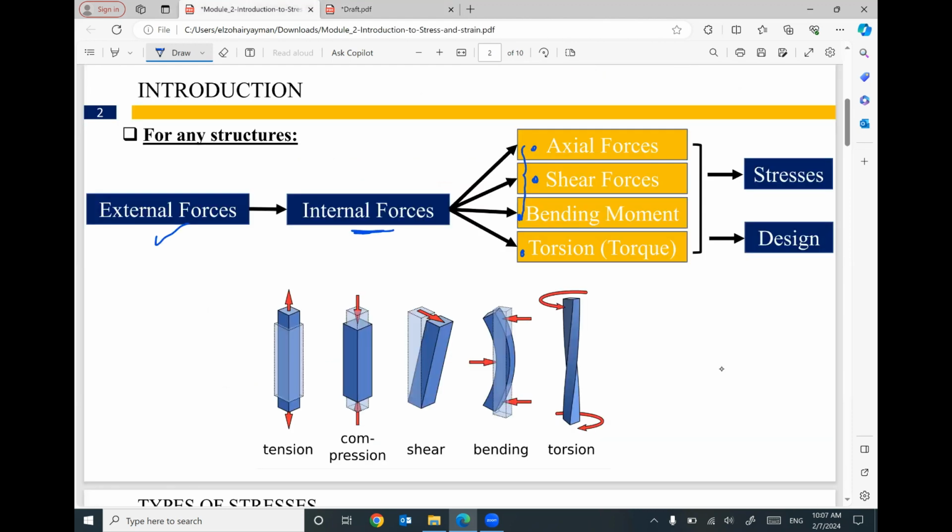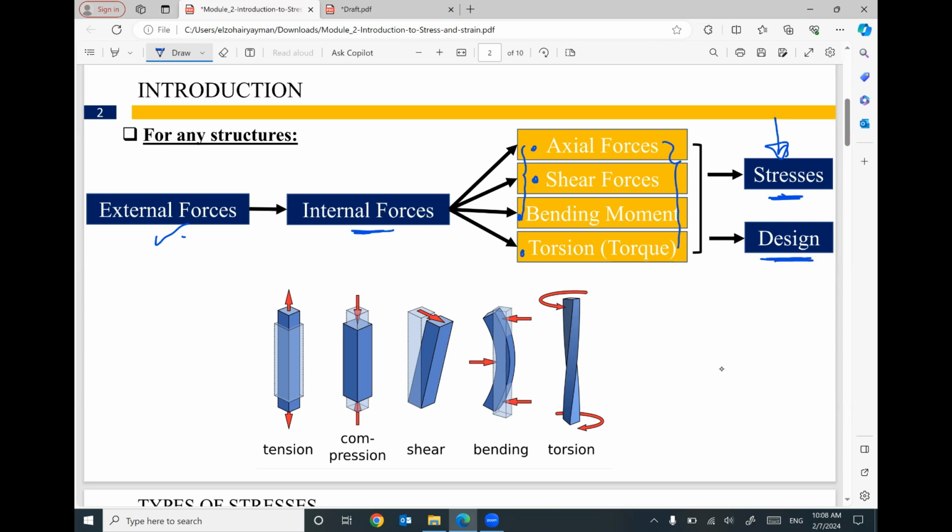These internal forces that we learned before will cause stresses. This is the topic in this course, Mechanics of Materials. We will convert the internal forces, which are coming from the external forces, to stresses. Later, in different courses, we are going to use these to make designs.